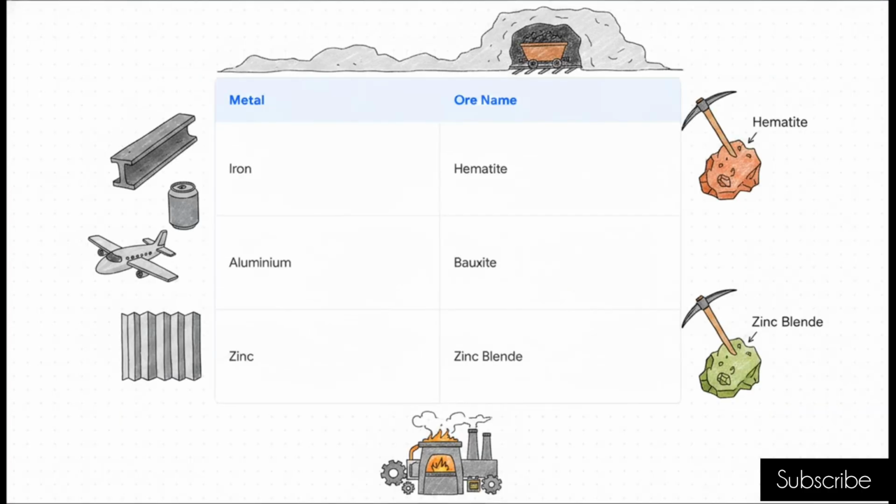Just to give you some concrete examples, if we need iron to build steel beams, we go hunting for its specific ore, hematite. If we want aluminum for, say, airplanes or soda cans, we mine bauxite, which is packed with aluminum oxide. And for zinc, we look for zinc blende. Putting actual names to these sources helps us realize that before metal becomes a shiny tool, it starts its life as a very carefully chosen rock.